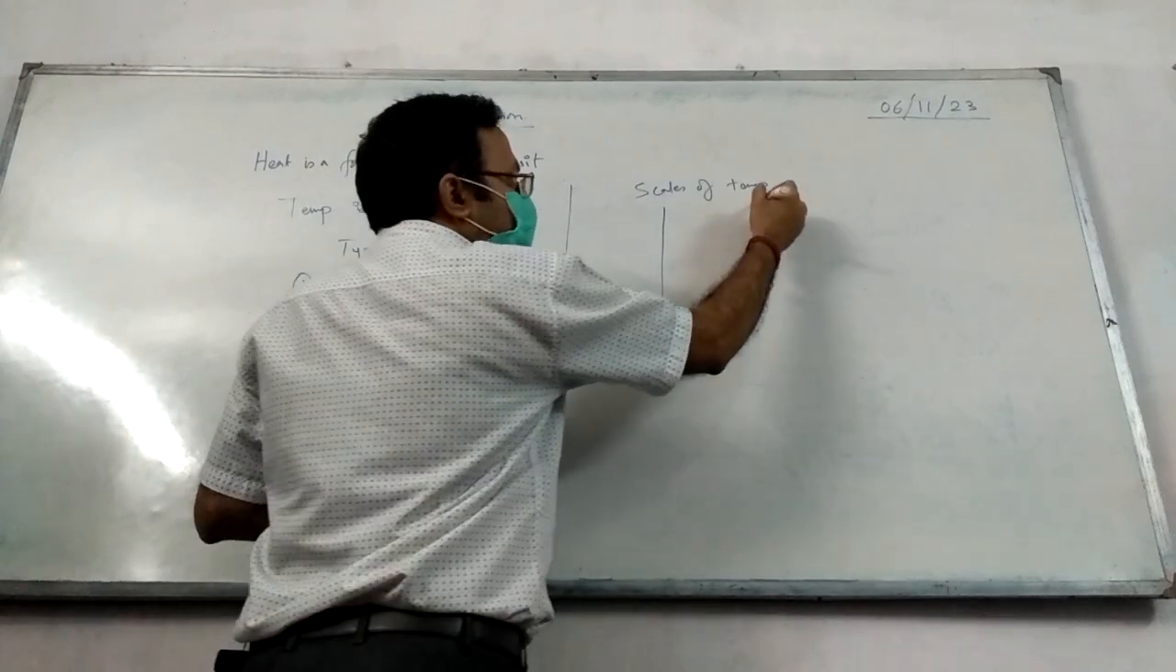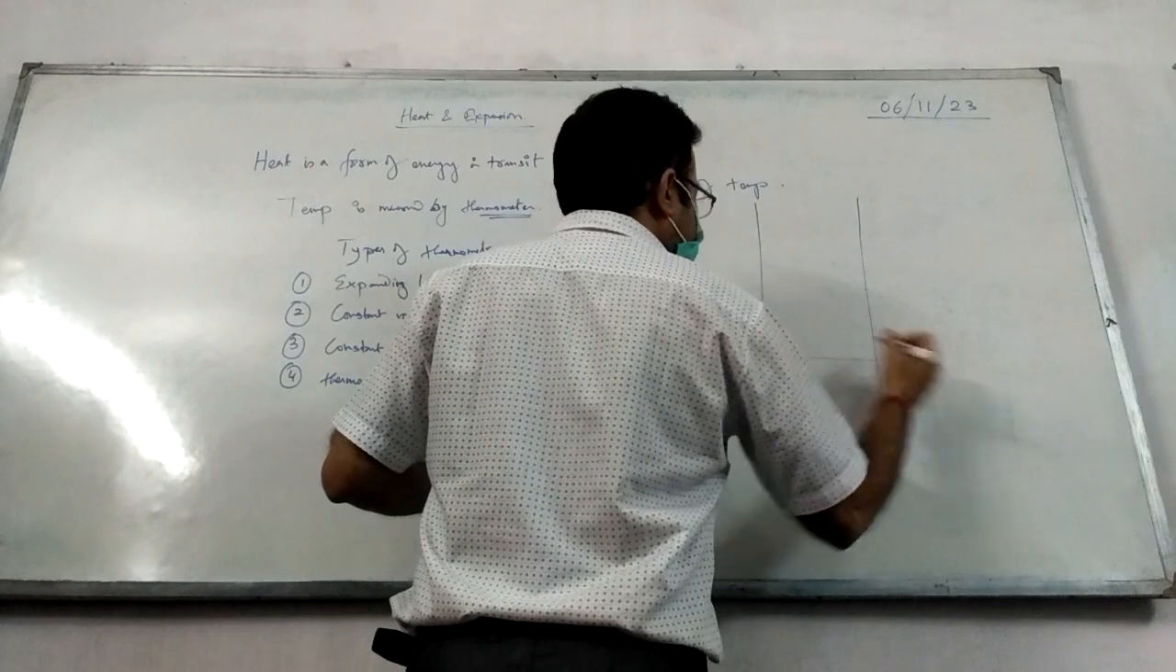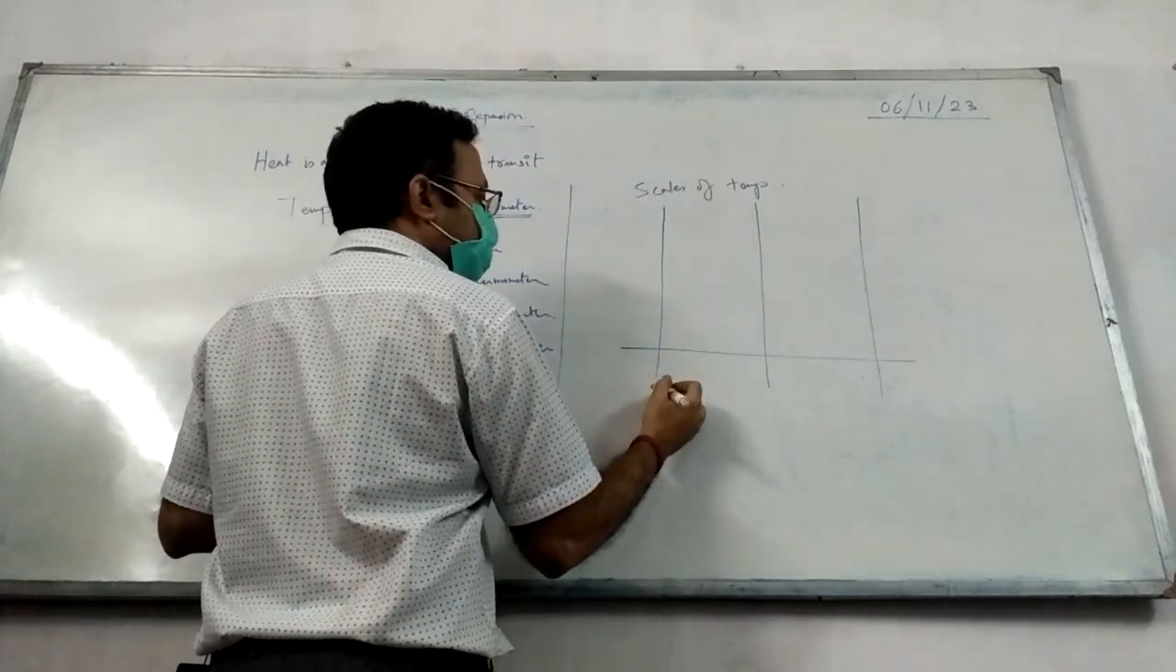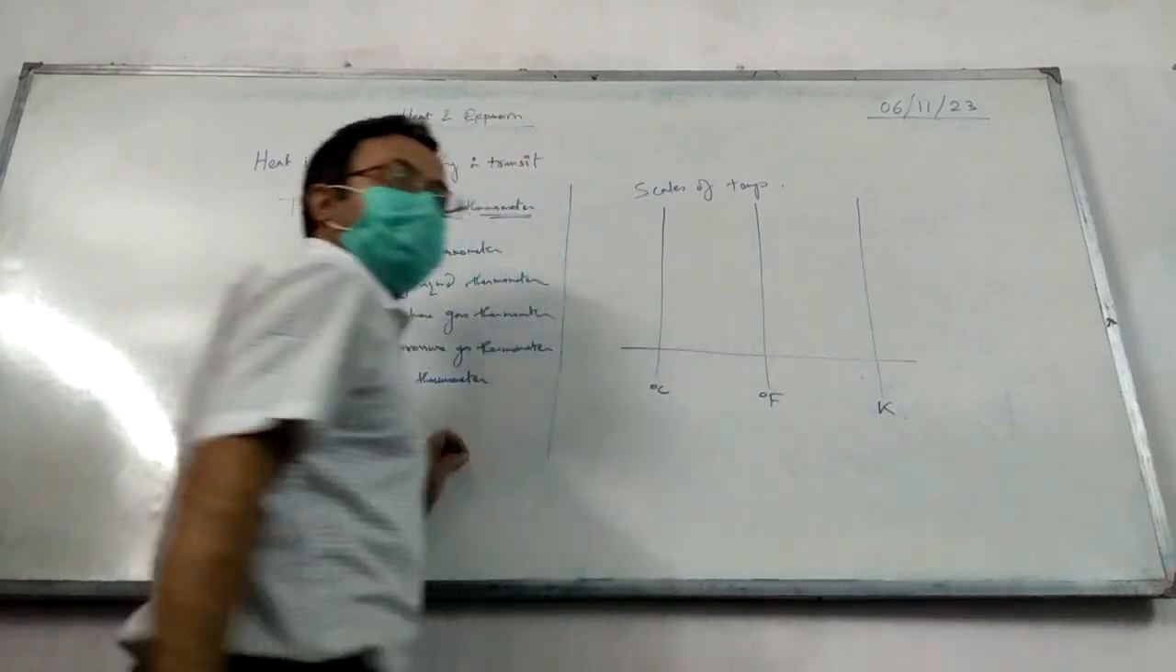So we have, in general, we use three different scales of temperature. One is degree Celsius, another is degree Fahrenheit, another is Kelvin.